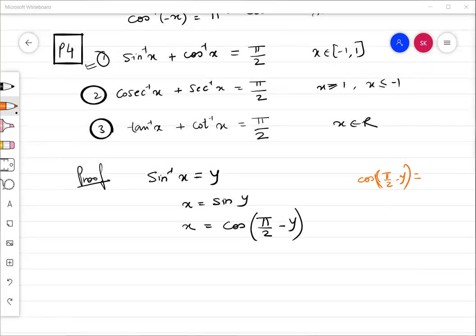Yeah, we think change co-ratio. So it is equal to sine of y, right? So this is what is used here. This property is used in the reverse direction. It is coming from here to here now. Okay? So this is equal to cos of pi by 2.